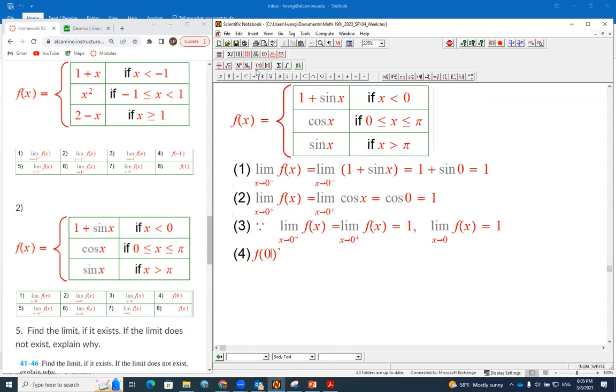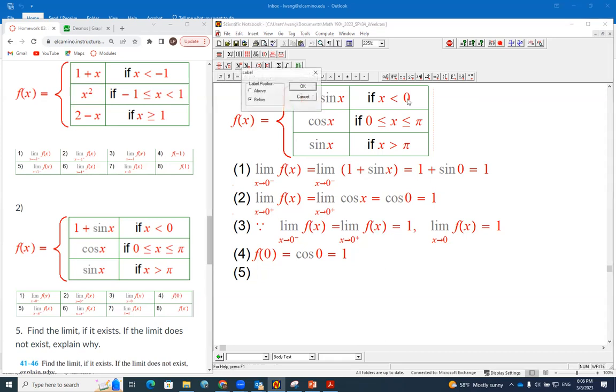f of 0 is equal to, when x is equal to 0, which rule do we apply? Cosine x. So cosine of 0 equals 1. So this function, I think we're going to use it for continuity as well. And numbers 5, 6, 7, 8 are done similarly. Number 5, this time x is approaching pi. It's in the neighborhood of pi.